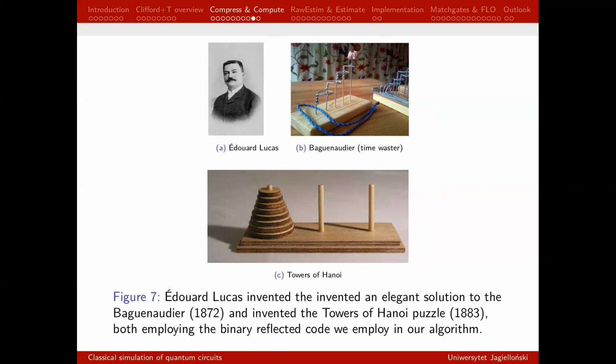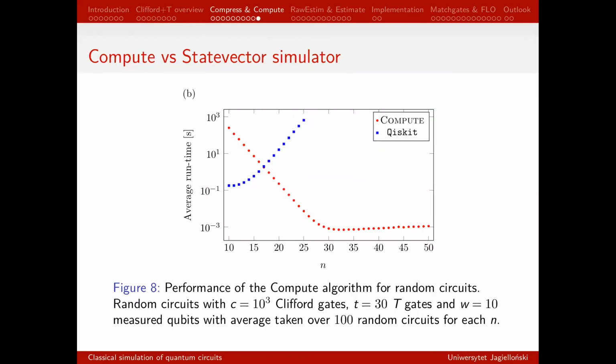Yep. All right, cool. So anyway, this graph I really like because it basically shows our algorithm completely destroying the opposition. Here we have randomly generated circuits. What I did was I took a bunch of qubits and I randomly chose either Clifford or T gates to apply to each qubit to build up a big circuit. These circuits all have 1,000 Clifford gates and 30 non-Clifford gates. And we measure 10 qubits at the end and work out the probability of some measurement outcome.